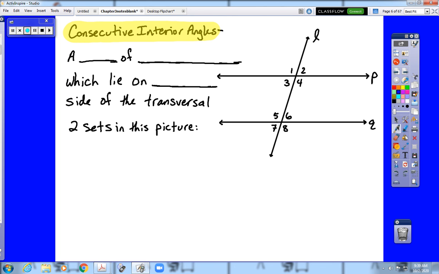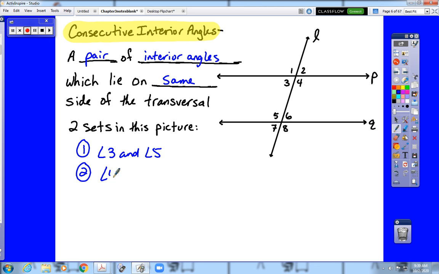Okay? Consecutive interior angles are a pair of interior angles which lie on the same side of the transversal. There are 2 sets of those in this picture. We have angle 3 and angle 5, and we have angle 4 and angle 6. And I'm going to color them so we can see them a little bit better. Okay, angles 3 and 5 are both on the left side of the transversal between the parallel lines, and angles 4 and 6 are both on the right side between the parallel lines. So that's one.